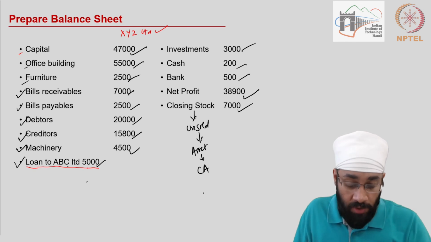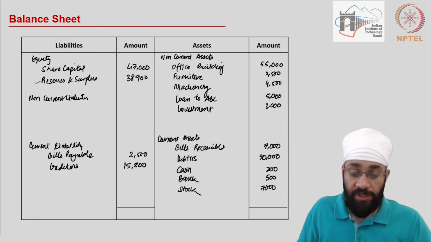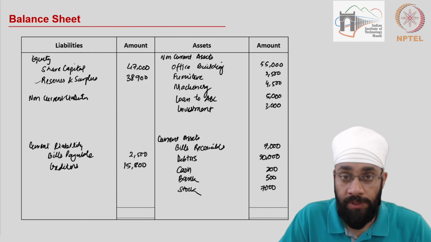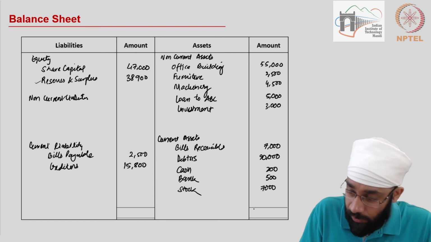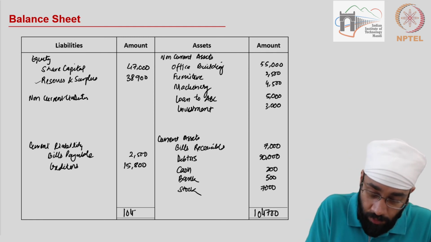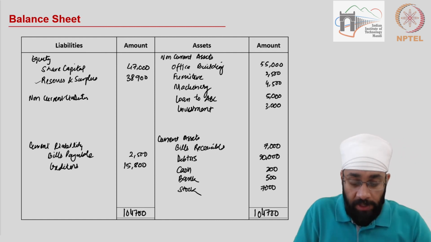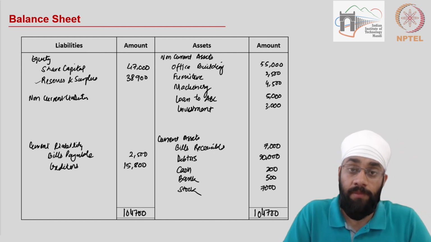Done, that's it. You have brought all the items to the balance sheet. So all you need to do now is to total the two sides and see if they are equal. When you do the total, you will see that the total comes out to be 104,700 on both the sides. That's how you prepare a balance sheet.